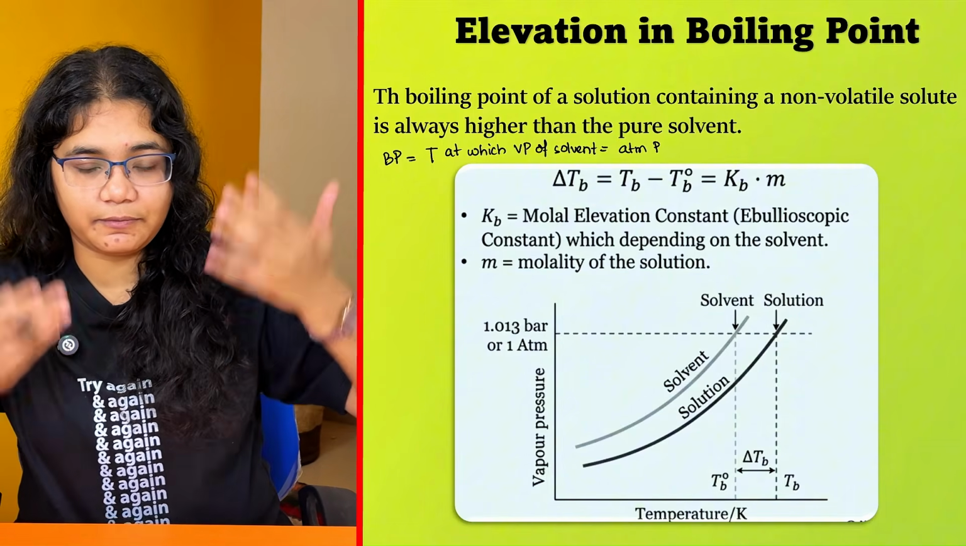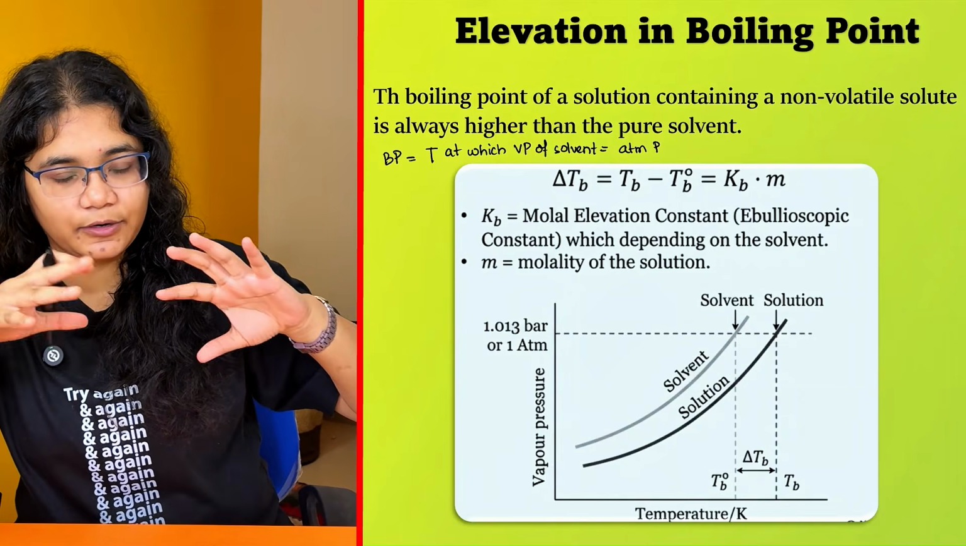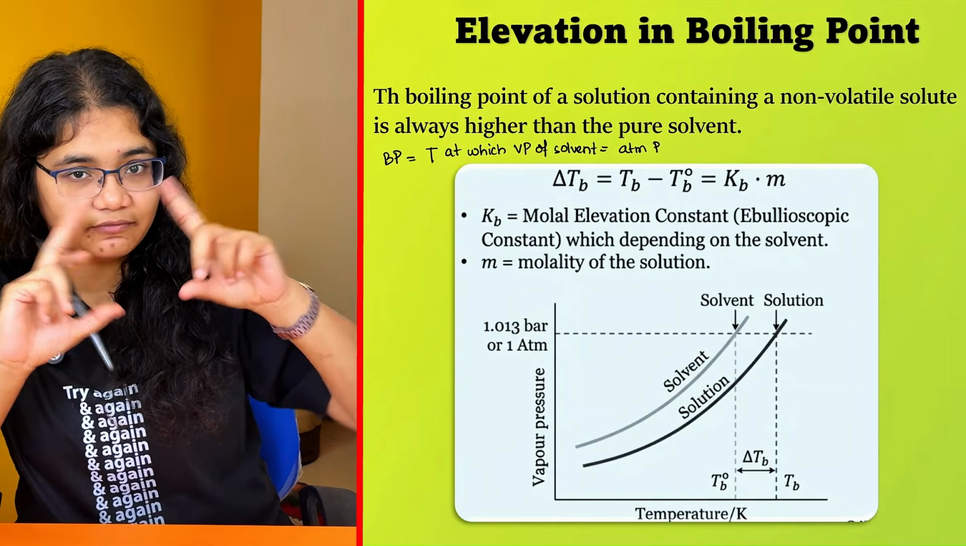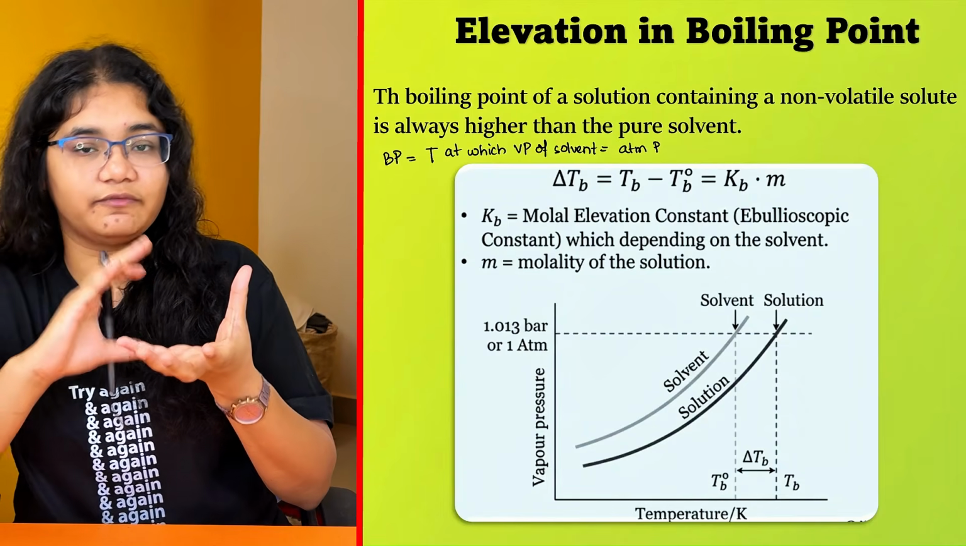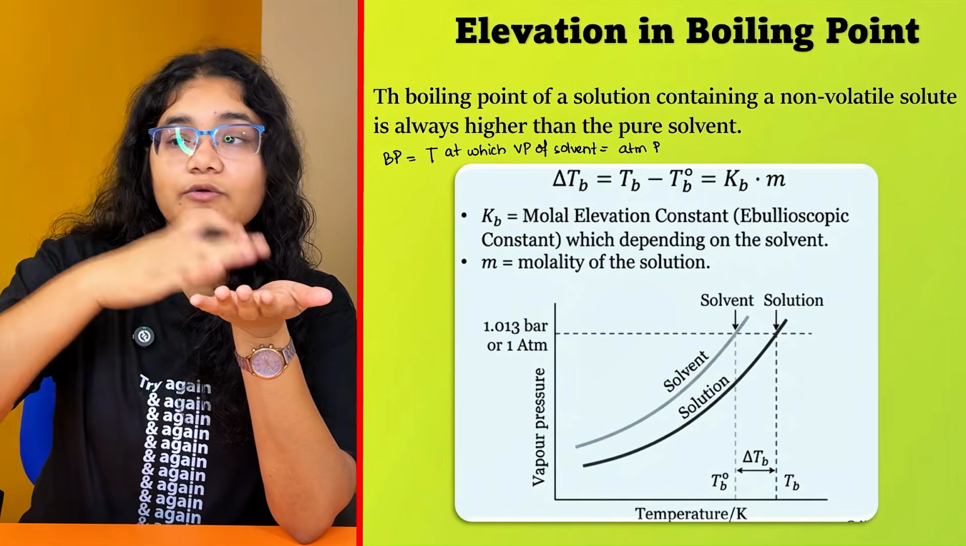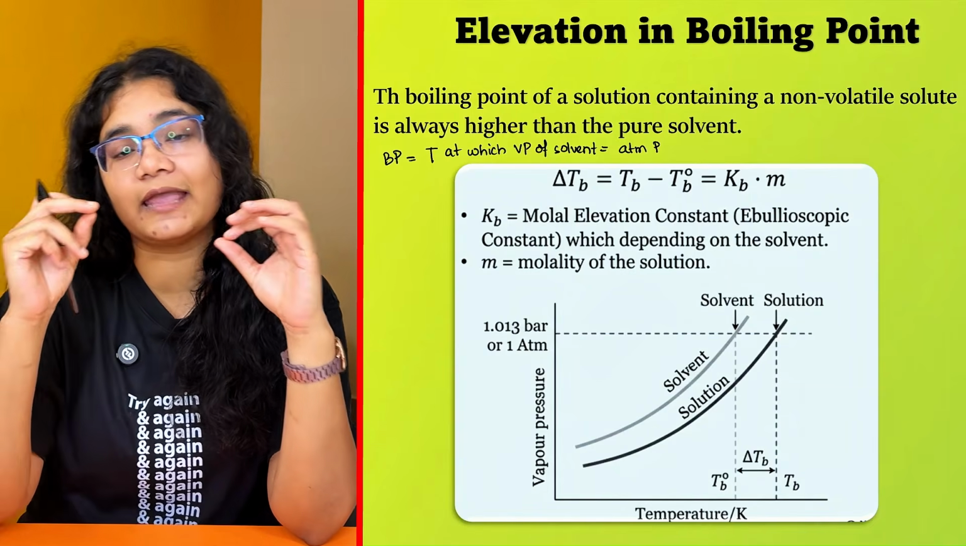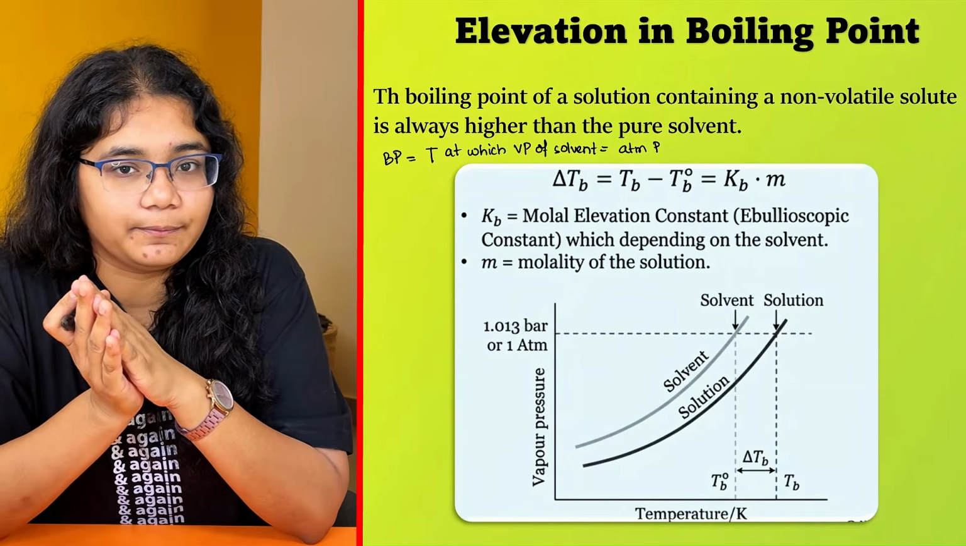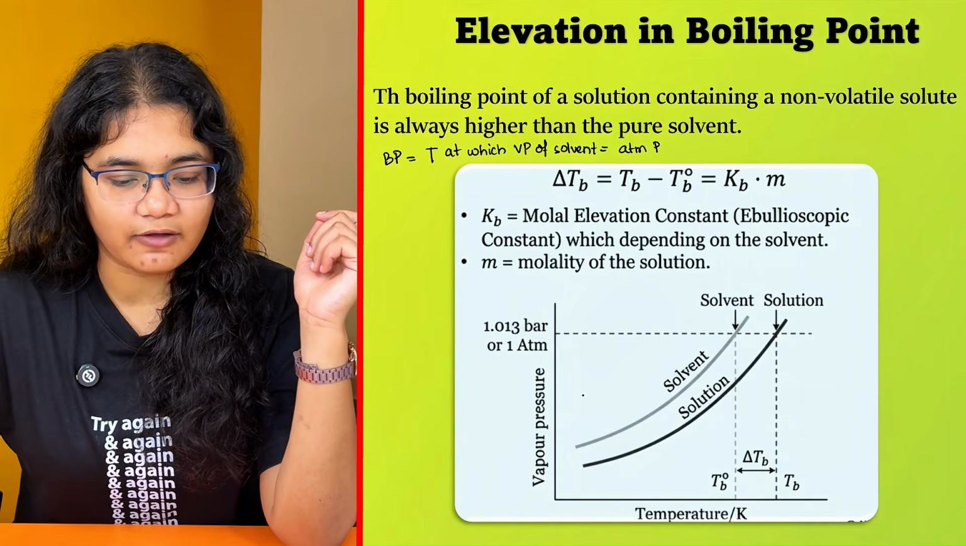When the vapor pressure is increasing because more water is evaporating, a situation comes when the vapor pressure of the liquid, or the vapor pressure of the solution, is equal to the atmospheric pressure. At that time, that temperature is called the boiling point. Okay, so now let us see that with the graph.